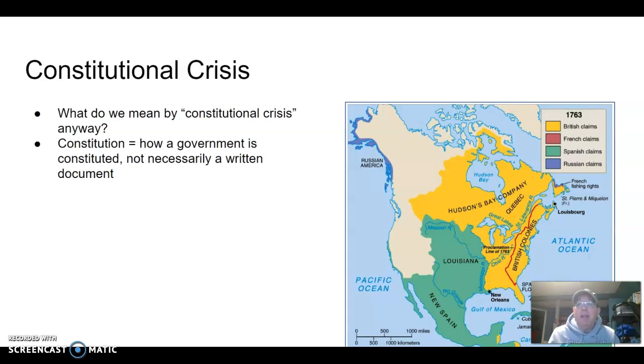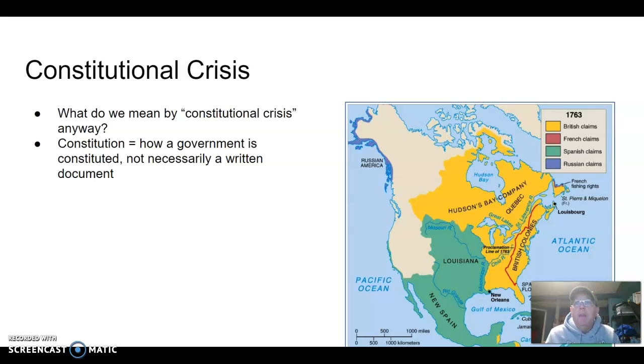Well, what do we mean by that anyway? First of all, we need to understand that the word constitution at this time does not mean what we call it now. We think of the Constitution, capital C, as this written thing, Article 1, Article 2, etc. Literally what it meant in this time was how a government is constituted. So there was talk of what was called the British Constitution, but it wasn't one document, it was a bunch of documents, and the idea is collectively these all made what constituted the British government. So when we say there's a constitutional crisis, they're not arguing about one specific document, they're arguing about how government is constituted.